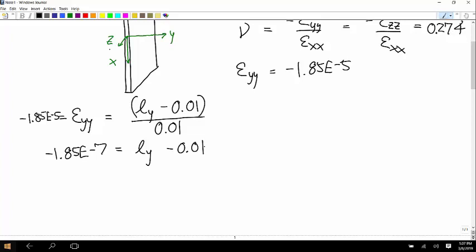And so Ly is 0.01 minus 1.85 times 10 to the minus 5. And that's meters. So we're better about putting units on answers this time, but there still were a few people who weren't doing it. I still didn't take off any points for not putting units on, but that day is coming.